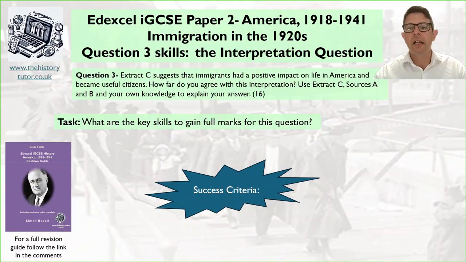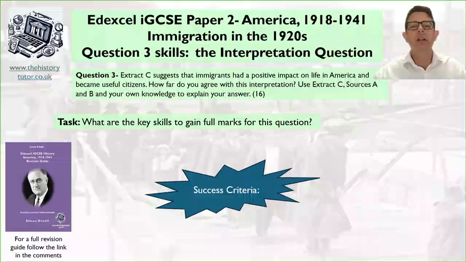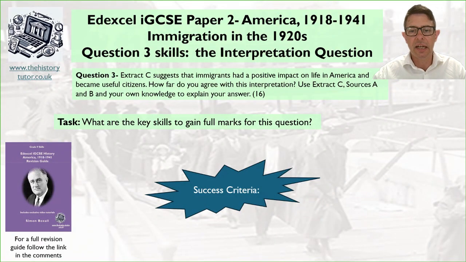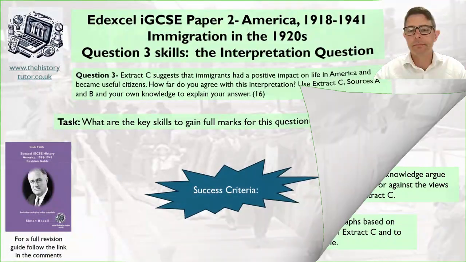So let's have a think then about the success criteria for this question. What skills do you think we need to put into place to get towards 16 marks? There's lots of information there in the question. Look over that question and list some ideas now to make up your success criteria, your mark scheme. What do you think the examiner expects you to do? Pause now and have a think about that.